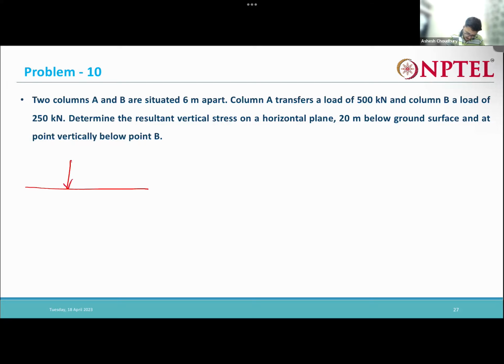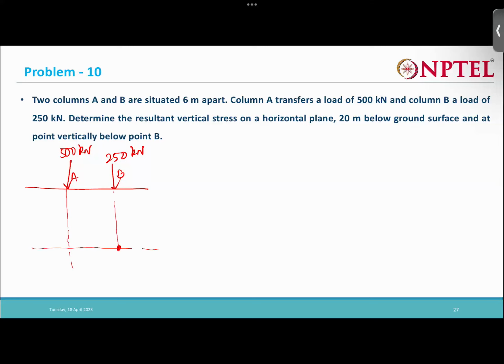Okay. So there are two columns, column A and column B. So this is giving 500 kilonewton. This is giving 250 kilonewton. Now we need to determine the vertical stress on a horizontal plane 20 meters below the ground surface. Okay. So if we take, say, a vertical axis here, like this. So we need to determine here, say the point P. For point P, the point P is situated 20 meters below.